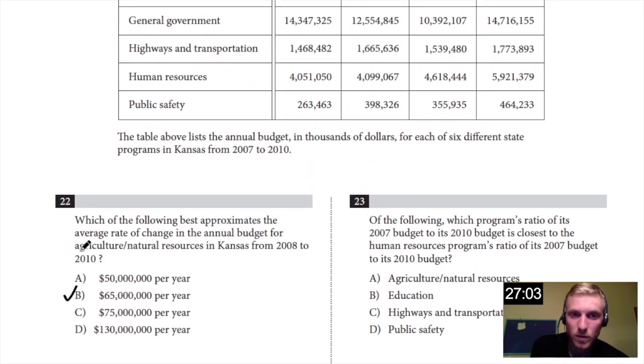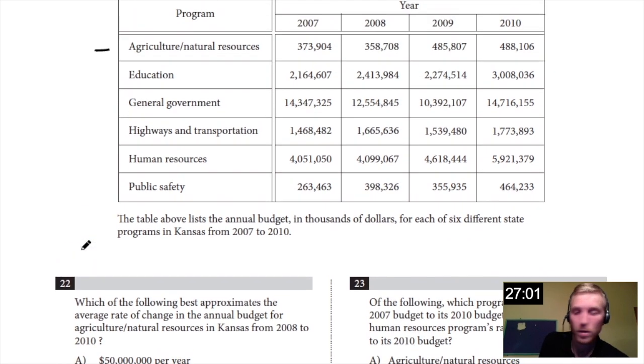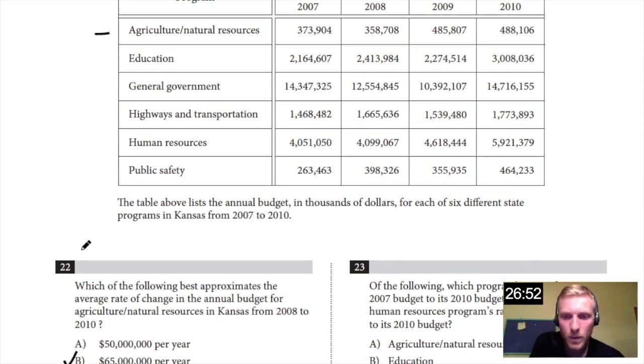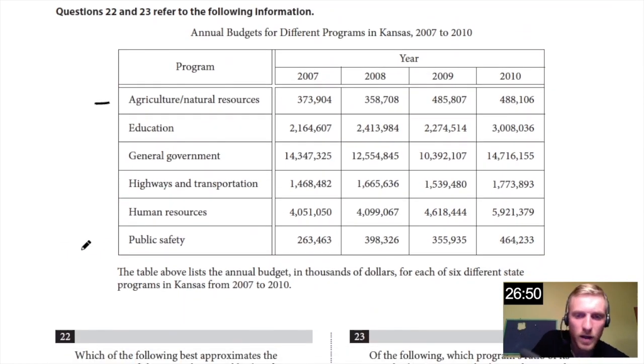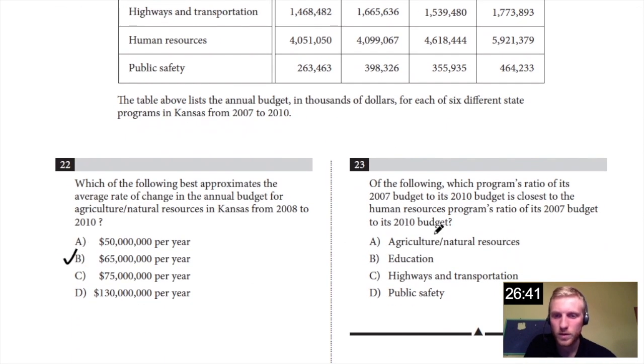Okay, so human resources. Let's see what that is. To approximate a little bit again, we can say 4051 divided by, for 2007 to 10, 5921. So 0.684, so just over 2/3. So this change is about equal to 2/3. 0.68, a little bit over 2/3.